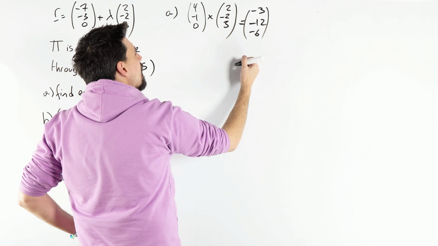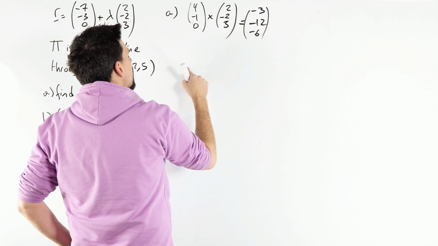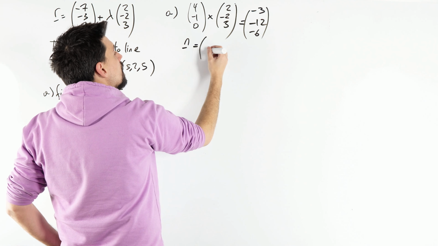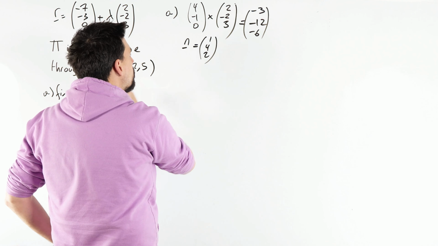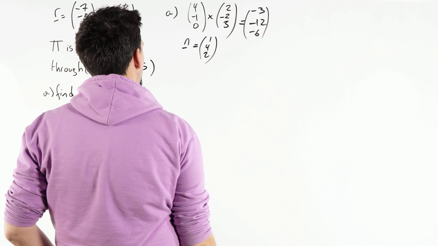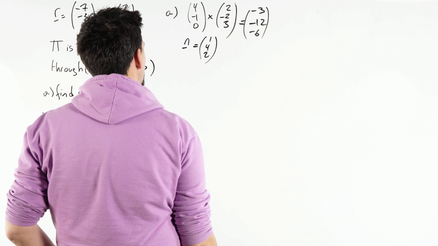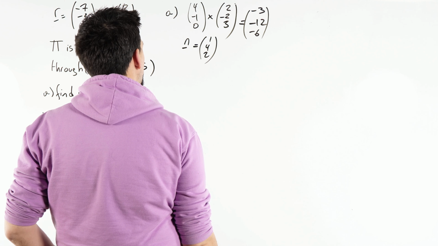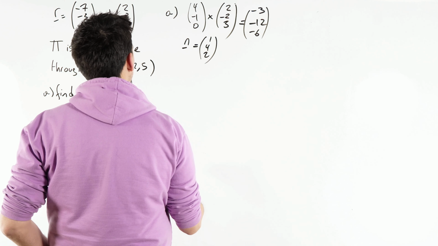Now we don't need to have it that way, so in fact I'm going to take my normal vector for the plane to be 1, 4, 2. That feels good. 1, 4, 2. Yep, that seems to work.